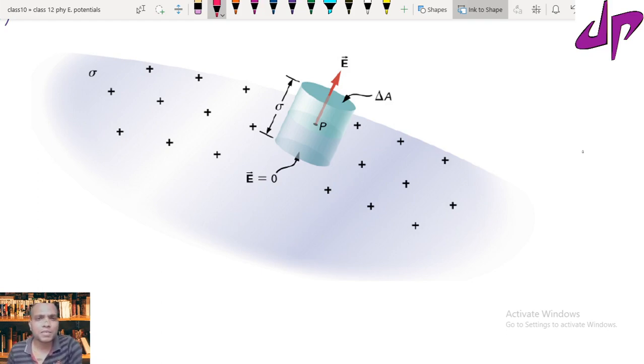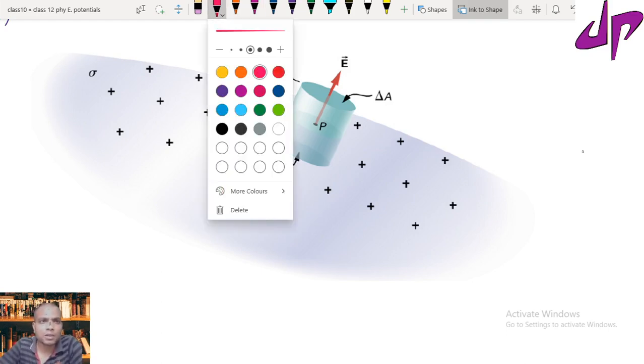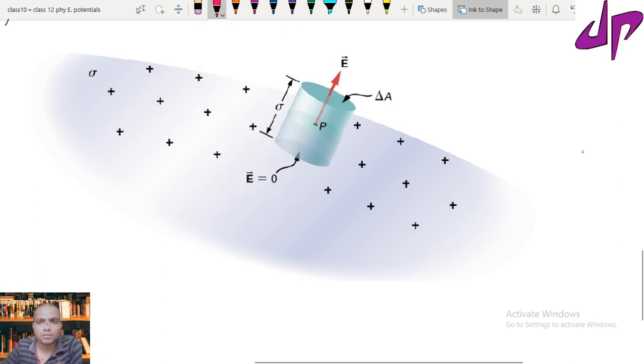So what is the expression for the electric field for the conducting surface? Let me take a conducting surface which has sigma. Here sigma equals the surface charge density, so it has a surface charge density sigma.